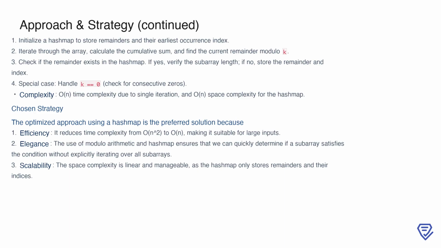Additionally, we handle the special case where k is 0, which requires checking for consecutive zeros in the array. This approach improves efficiency significantly, as it operates with a time complexity of O(n), stemming from the single traversal of the array, and a space complexity of O(n), due to the hash map. By storing only remainders and their indices, the memory usage remains manageable, even for large inputs.